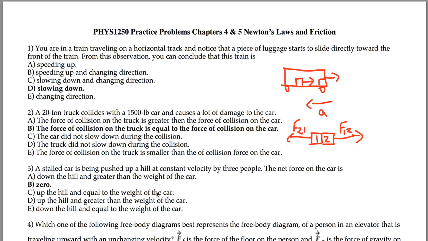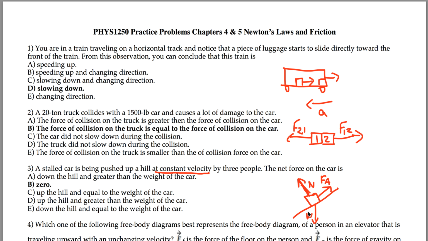Number 3, here the keyword that we're looking at is constant velocity. So if you draw a free body diagram for this one, now it doesn't say if the hill is smooth or if it has friction, but it doesn't really matter. If we're trying to push the car up the hill, we're going to apply an applied force this way. There's going to be a normal force perpendicular to the surface. There's going to be a weight straight down.